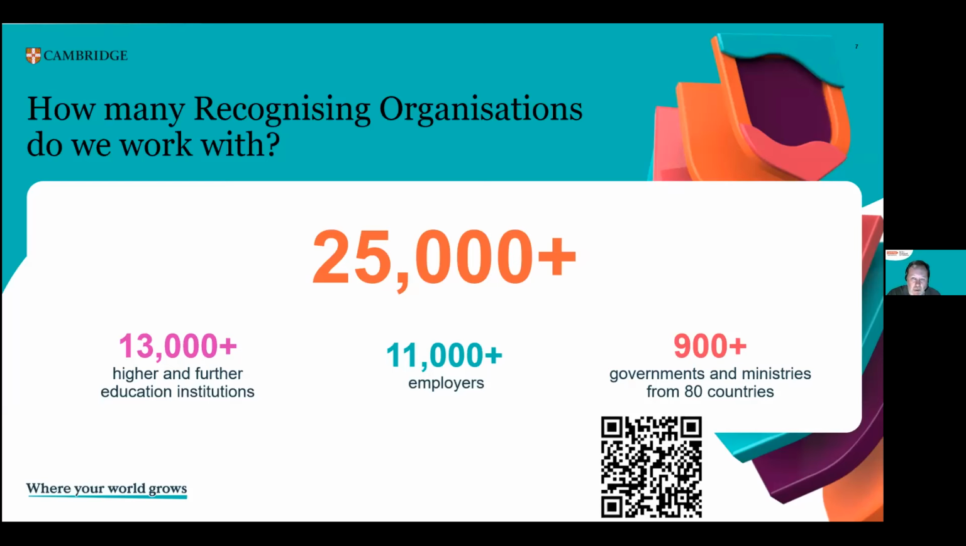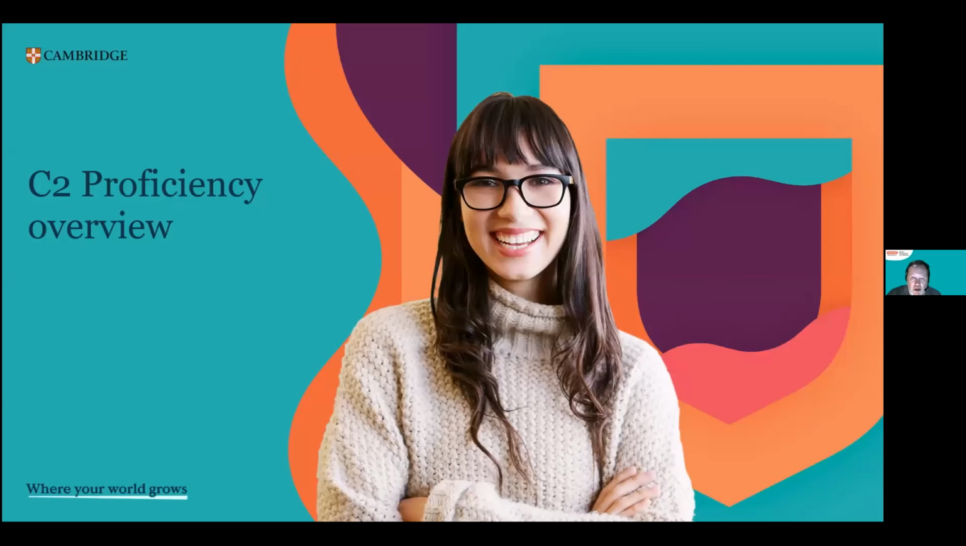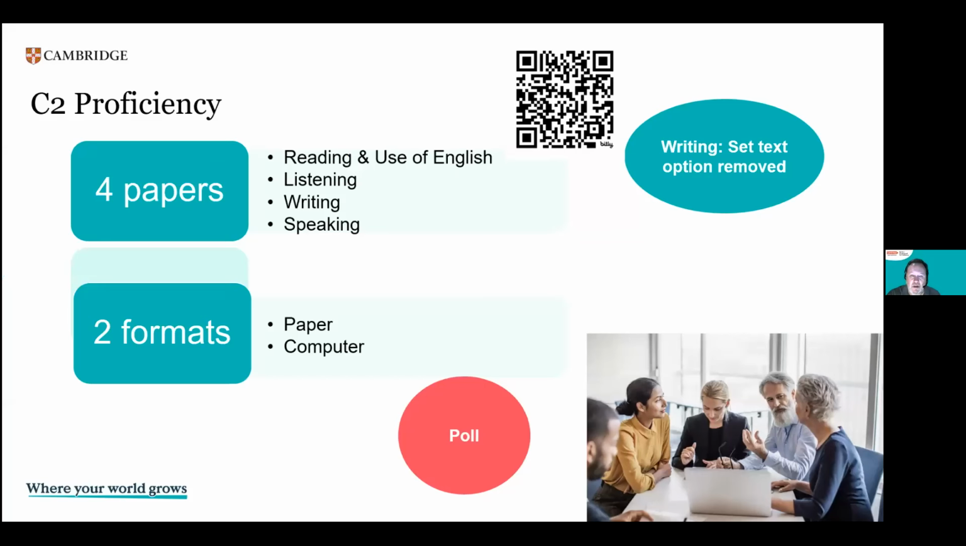Okay. So that dealt with, let's have a look at C2 Proficiency itself, which is the main event. I know that most of you know the format probably better than I do. But C2 Proficiency now has four papers. It used to have five. Paper one is the component. So the exam that you sit, the test that you sit together.